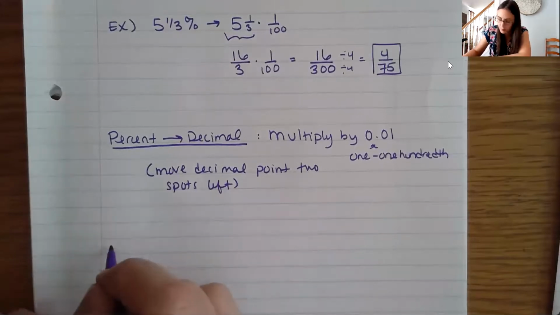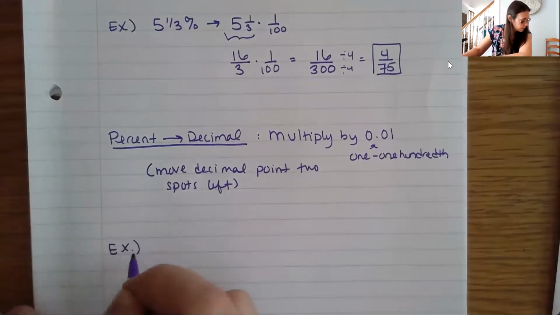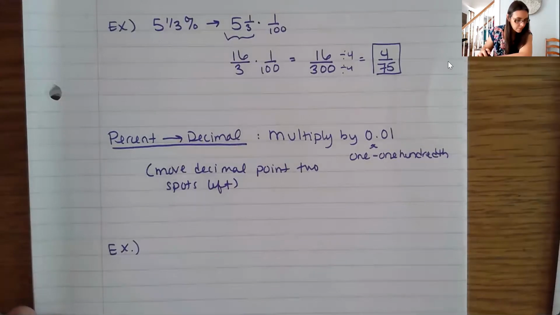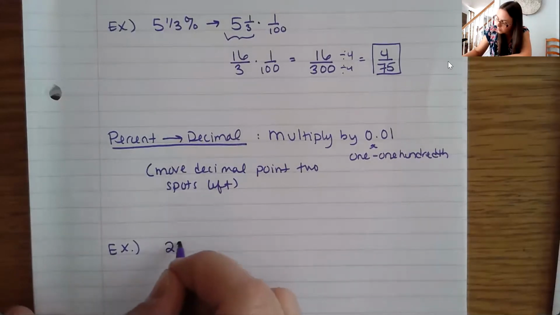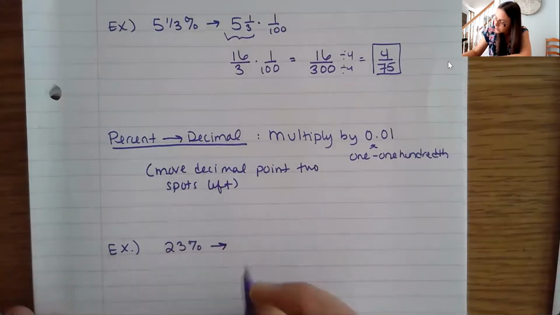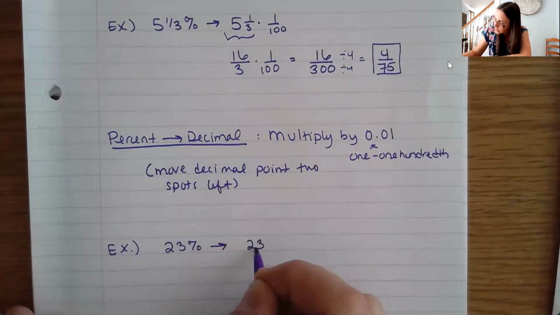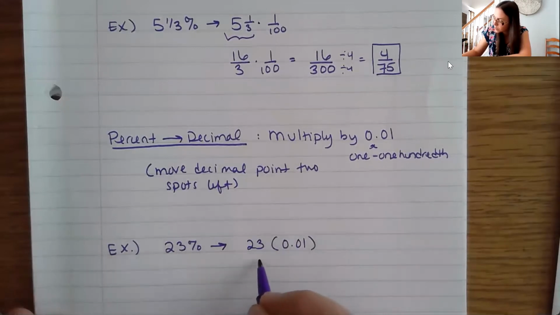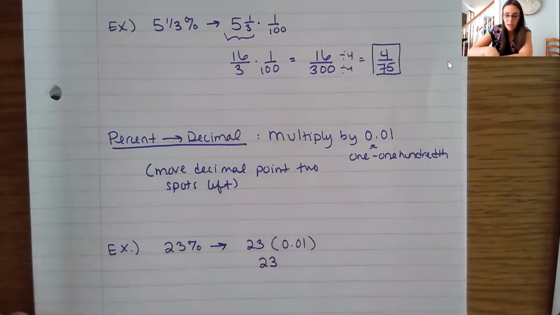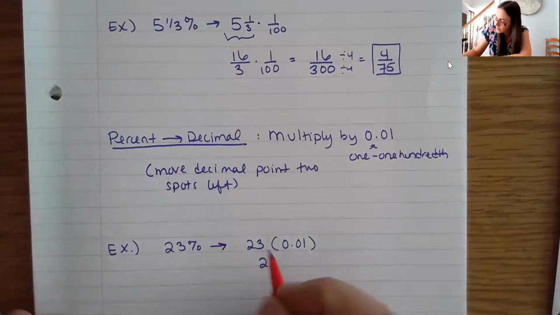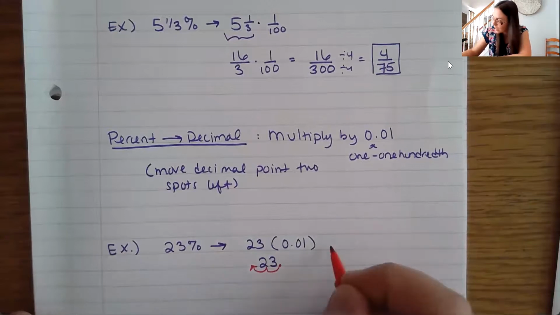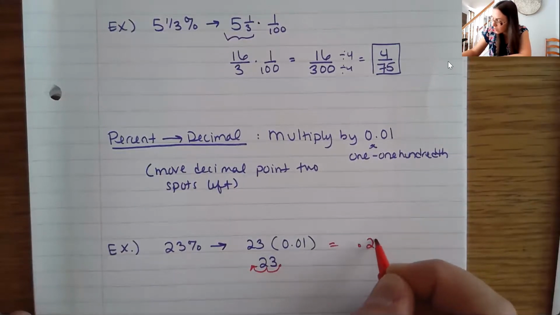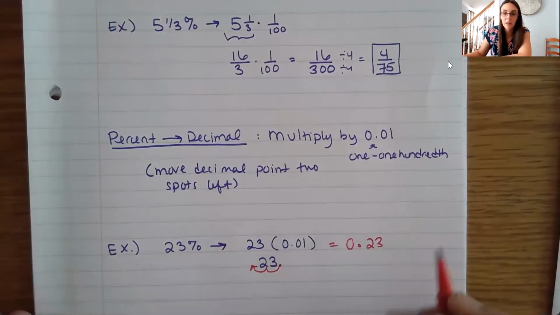So let's do some examples here. So let's say I have 23%. So I would do 23 times 0.01, but what ends up happening there is you take that 23 and then you take your decimal point, which is always on the right if it's not written in, and you move it 2 spots to the left. So we have 0.23 as our final result.